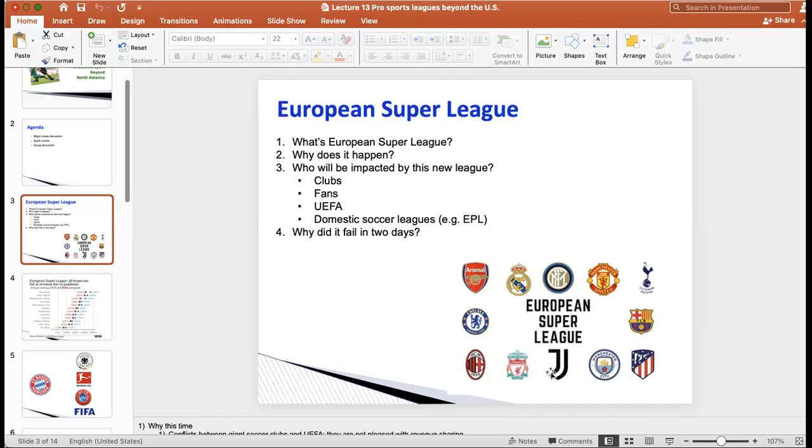So those 12 teams all want to be part of it. The whole idea was initiated by the Real Madrid chairman, Florentino Perez. He believed this is the time for us to have this. So why did they have a competition like this?